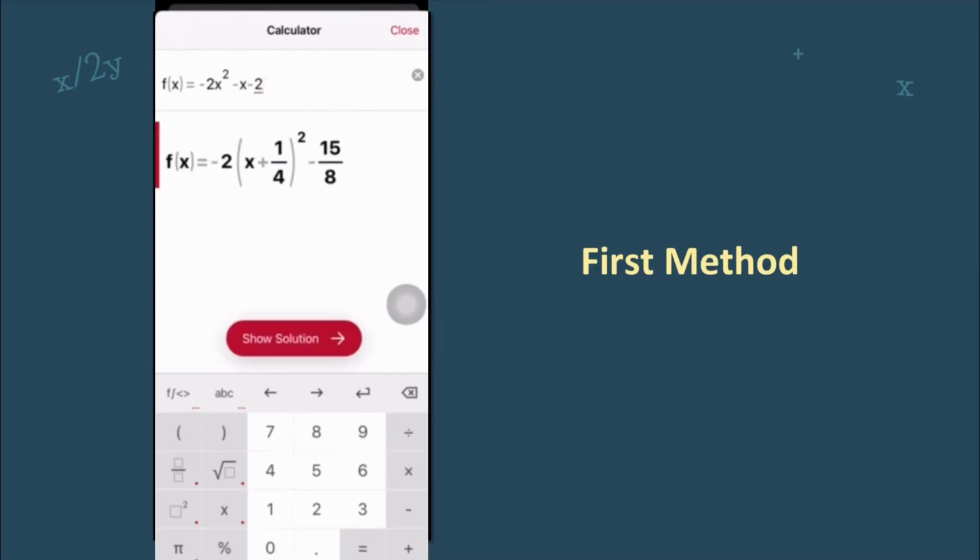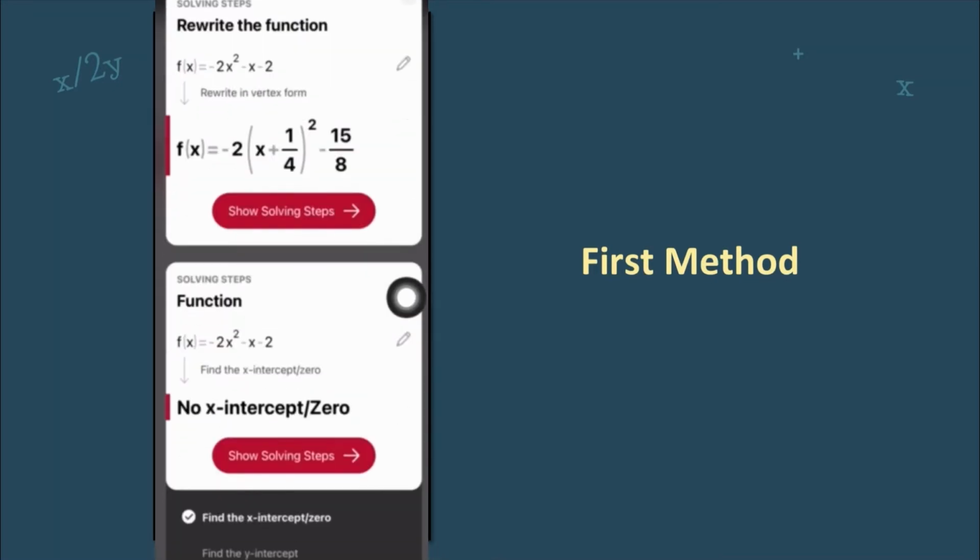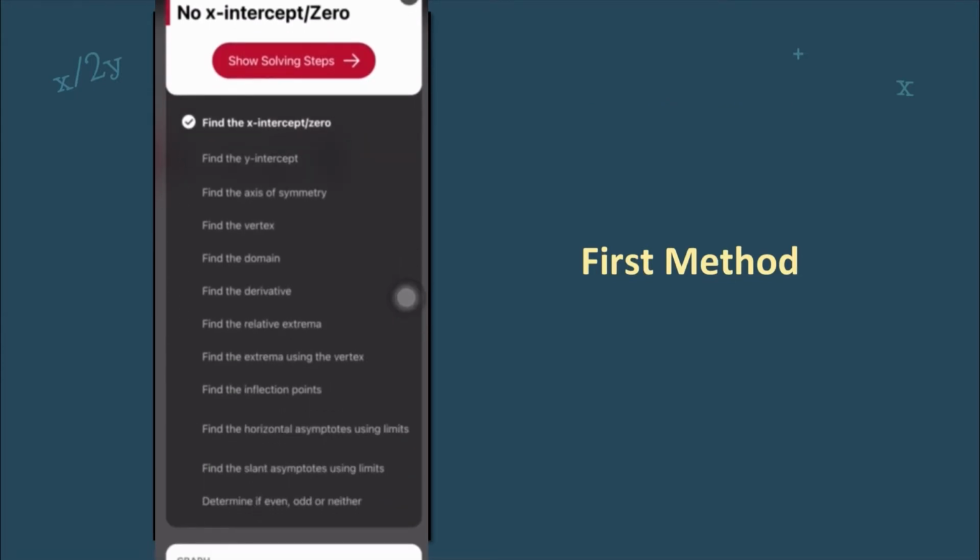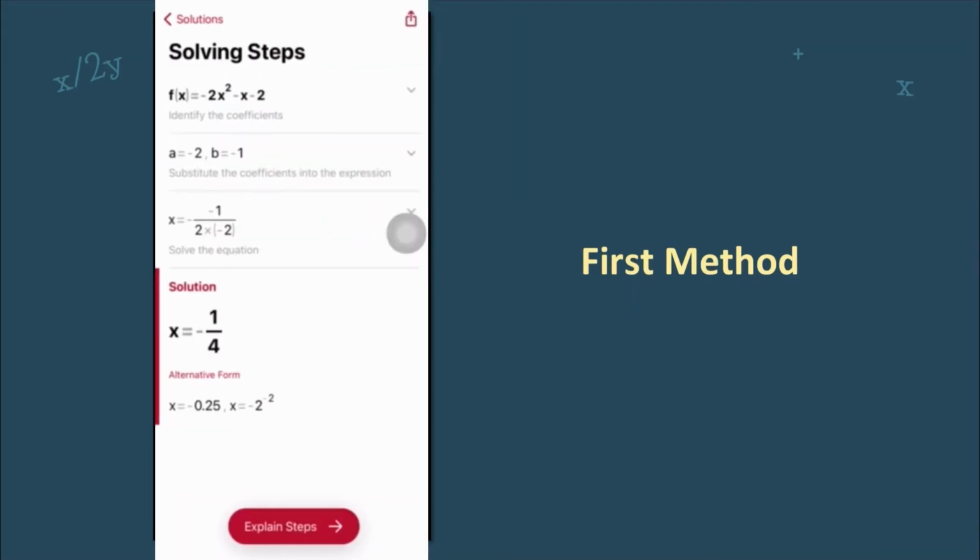After that, press show solution. Scroll down and choose the question listed that matches your question. For example, our question is to find the axis of symmetry. And then show solving steps.